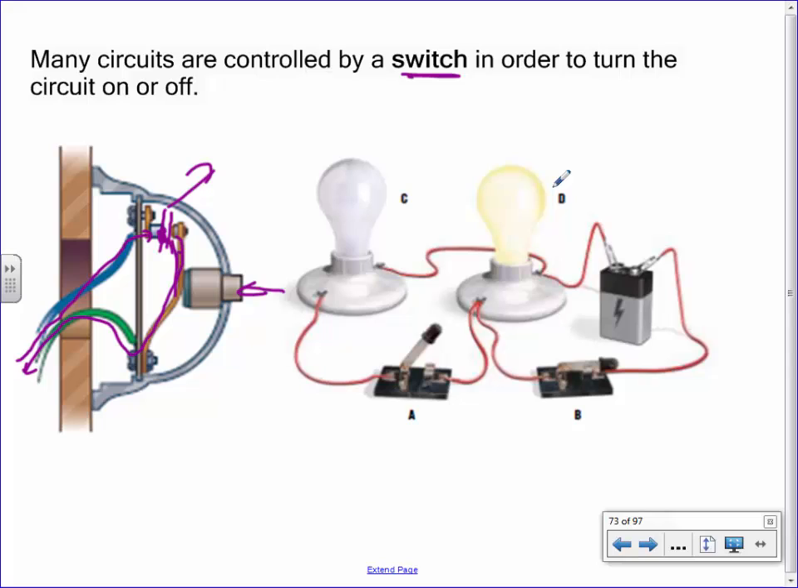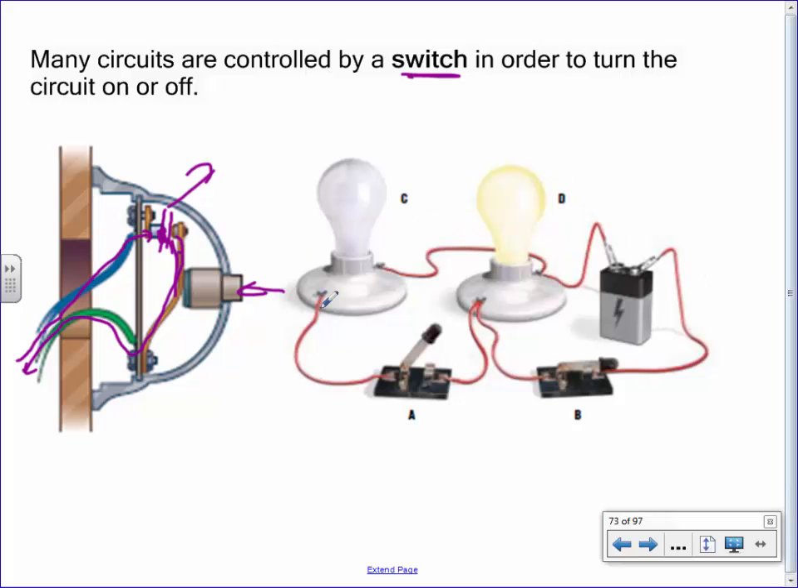Like these lights in our room, the only reason why they're on is because I turn the switch on. Right? But even your cell phone, for example, right? You press the little power button on there real quick and it turns the light off. Right? So almost all devices have some sort of switch to turn power on or off.